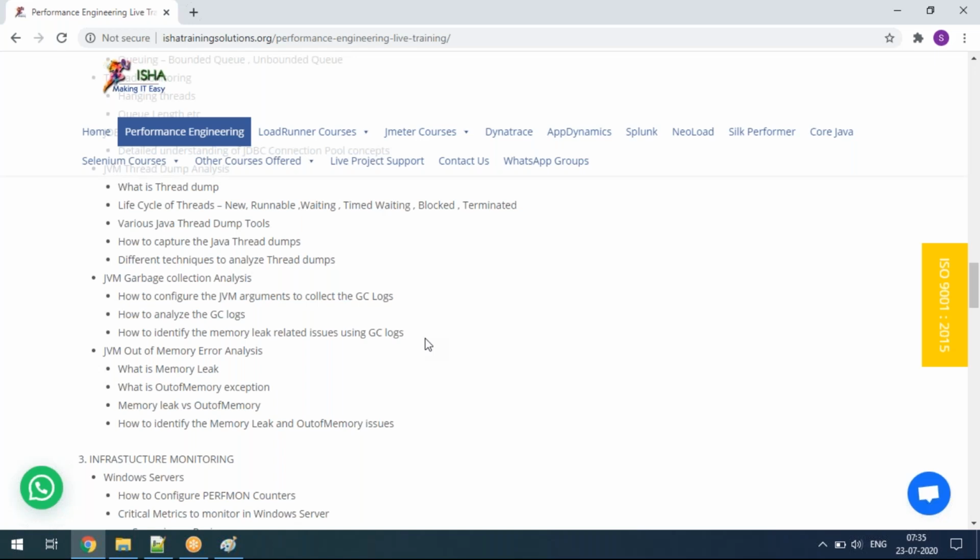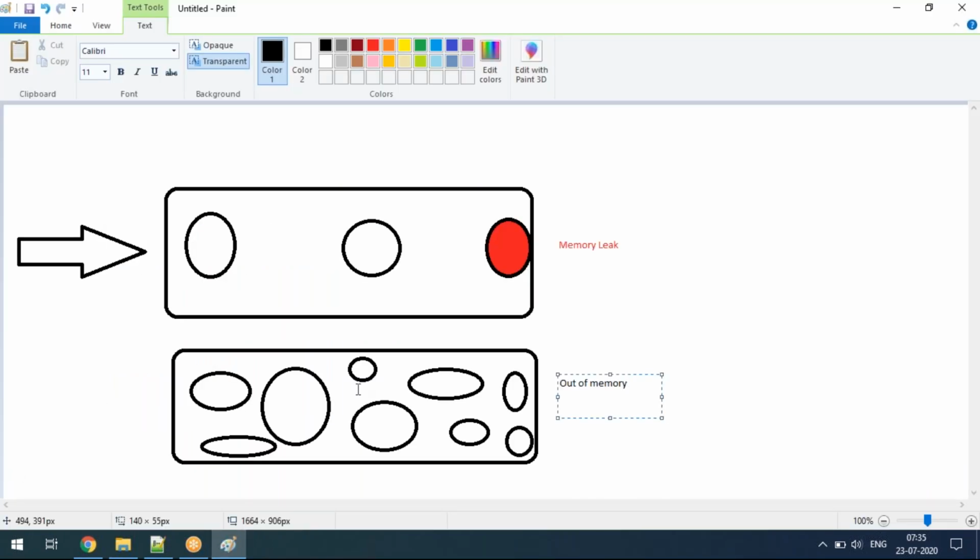If I ask you for the exact single-line difference between them, what would you say? The single-line difference is that your garbage collection is unable to clear certain memory, and that memory is nowhere utilized. That is a memory leak. If you are not monitoring that memory leak over a period of time, it will lead to out of memory. But this is not the only reason for out of memory. Out of memory can also happen without a memory leak.